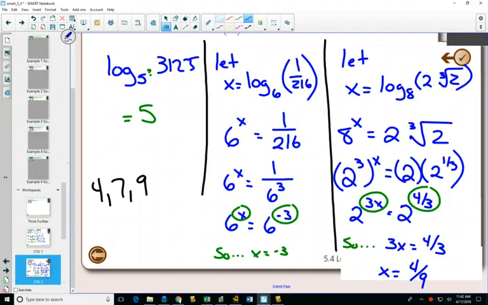So these questions are really good because they practice what we're using in 5.3. It kind of reviews that, and now we can evaluate logarithms as well.